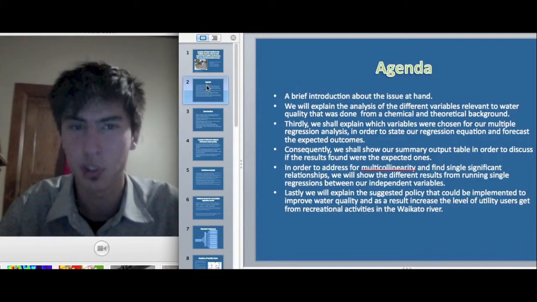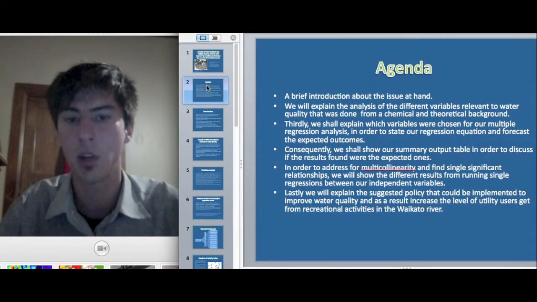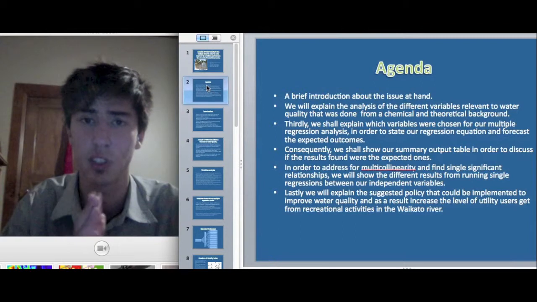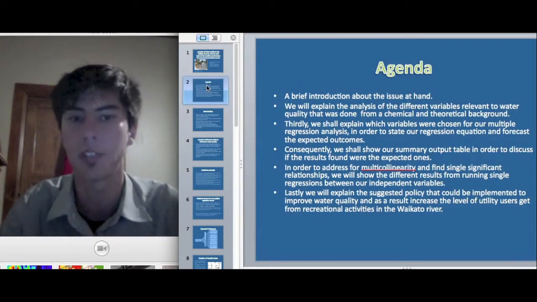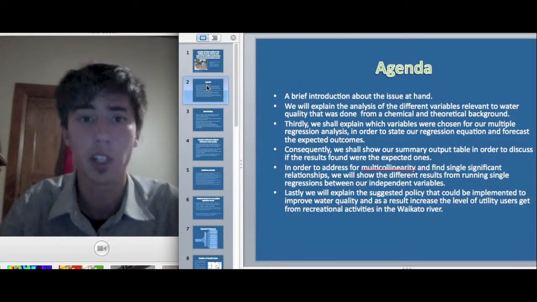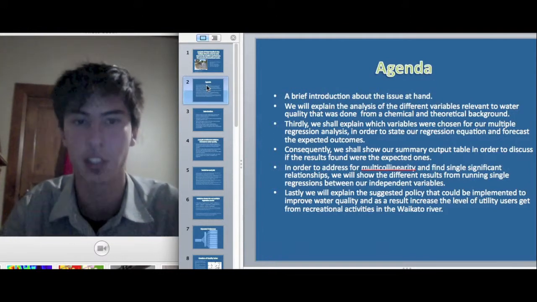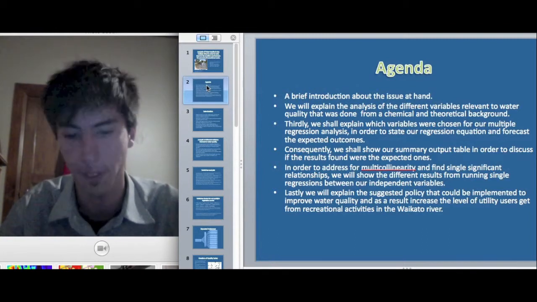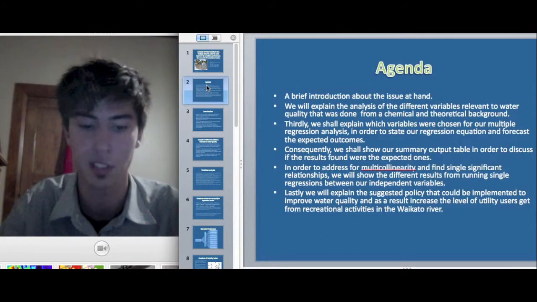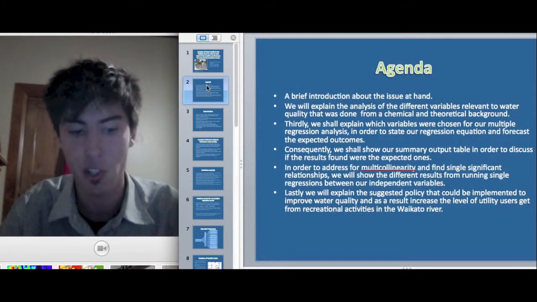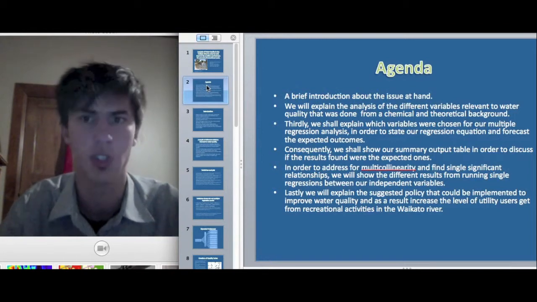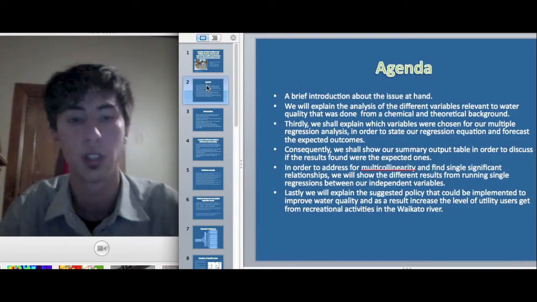It is important to say that we will mention as well how we created our y variable, so our dependent variable, how we developed the index of quality of water, but we will explain this further on. Also, to address multicollinearity, we'll run regression models, and also to find significant relationships between our explanatory variables. Lastly, we will suggest a policy solution, which we think could work in order to decrease the amount of nitrogen that's in the water at this point in time in the Waikato River, which is a really big issue.